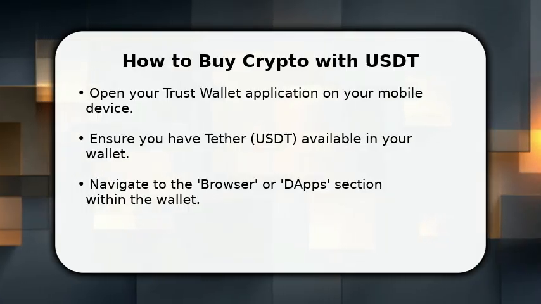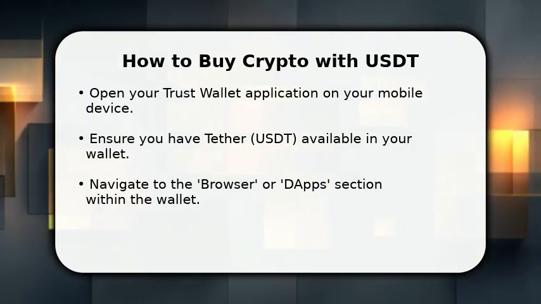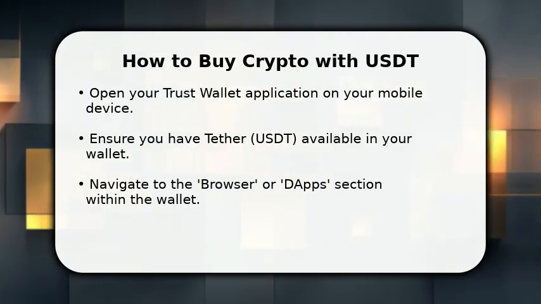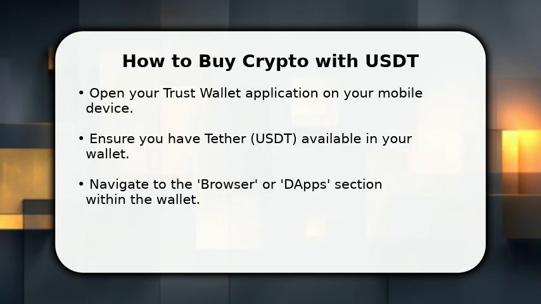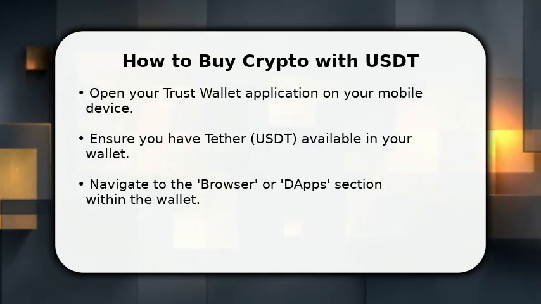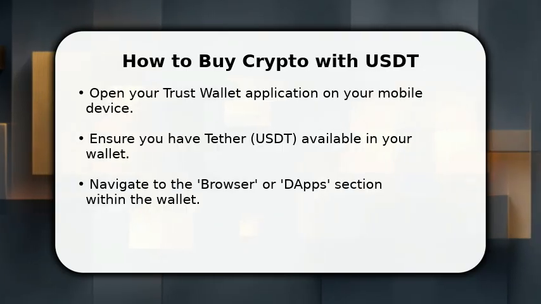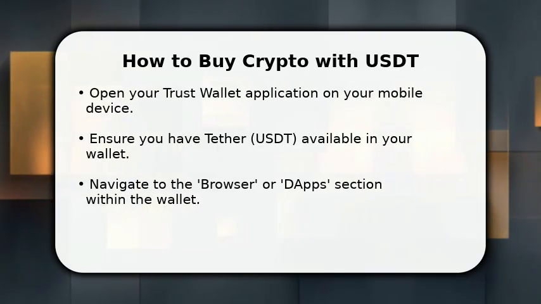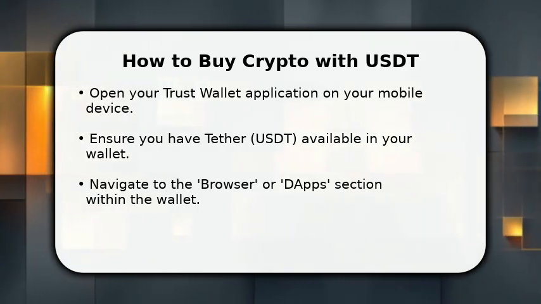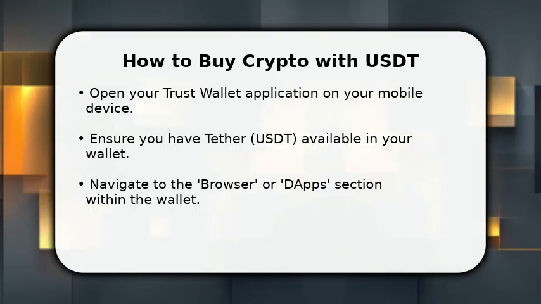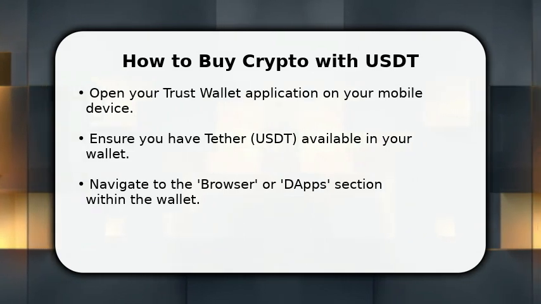In this video, I will show you how to buy crypto in Trust Wallet with USD. First, open your Trust Wallet application on your mobile device. It's crucial to ensure you have Tether or USD already present in your wallet before proceeding. Once confirmed, locate and tap on the Browser or D-App section, typically found at the bottom of your screen. This will open up the decentralized application browser, allowing you to interact with various platforms.